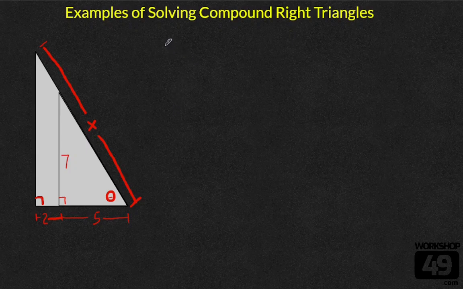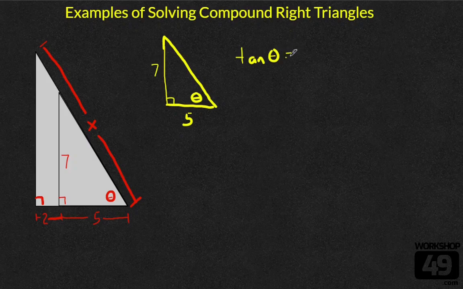I'm going to go ahead and redraw this little triangle here, just filling in what we know. If I redraw this little triangle here with a theta and our 7 and our 5, we can see that this is an example of SOH-CAH-TOA, where you need to use sine, cos, or tan. Because we know the opposite of theta and we know the adjacent of theta, we can say that tan of theta is equal to our opposite side, which is 7, divided by our adjacent side, which is 5.